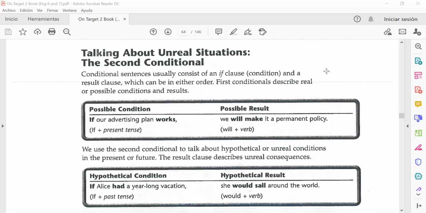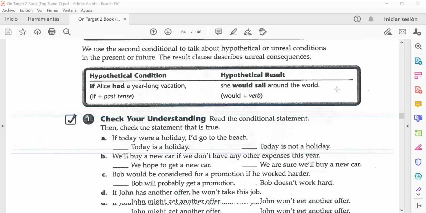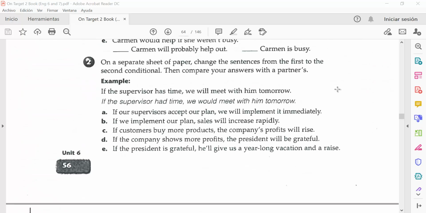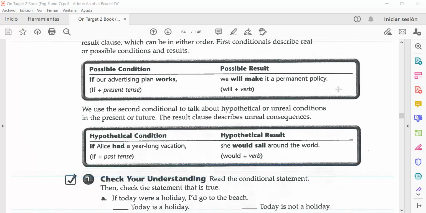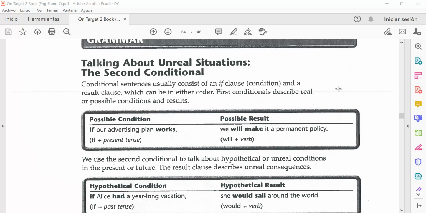I told you I was going to record a video just to explain to you the last grammar topic that we were going to touch. You can go on your book to page number 56. So this is on page 56.